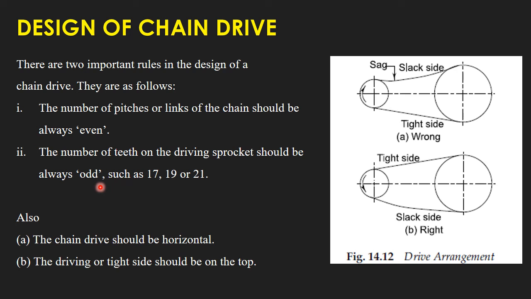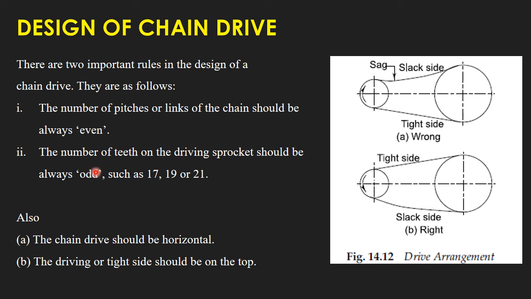And in studies it was observed that if an even number of teeth was used in the driving sprocket, then let's say there is tooth 1, tooth 2, tooth 3, tooth 4. Okay, let's give a number to each tooth.